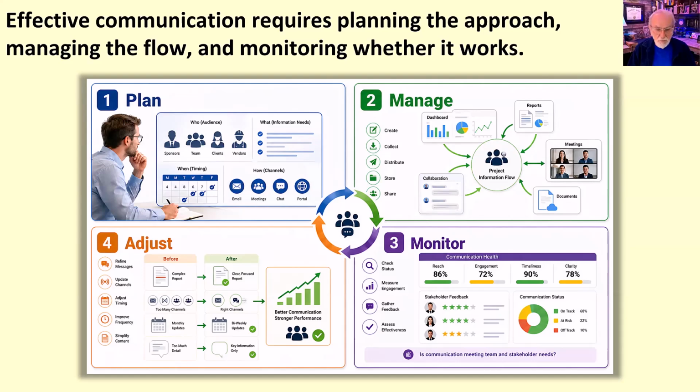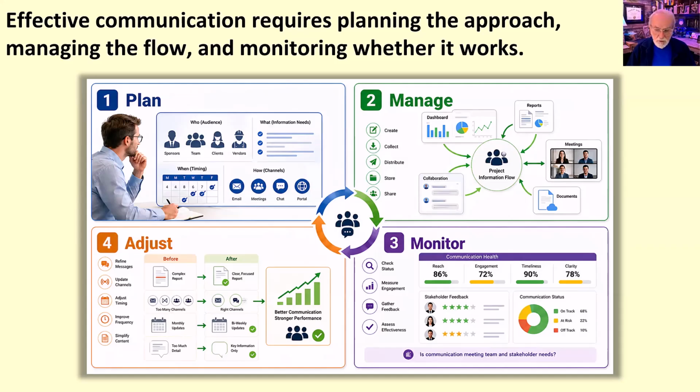That might mean simplifying a report, changing meeting cadence, adding a dashboard, escalating issues sooner, or tailoring updates for different stakeholder groups. The main point is that communication supports performance only when it's planned, actively managed, and evaluated throughout the project. Going back to what I was saying, we take that plan and we evaluate it and let it evolve and continue to tailor it. It doesn't stop once the project management plan is approved.